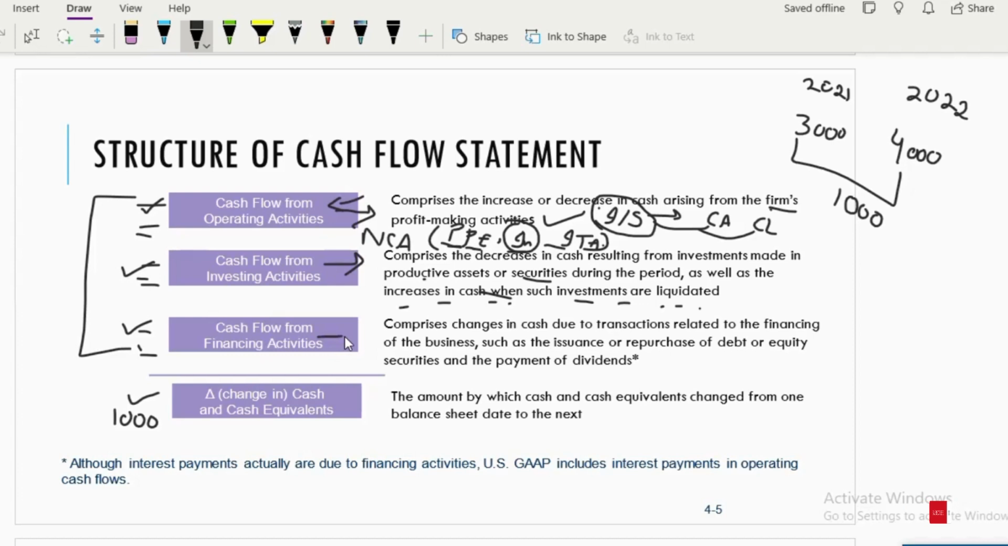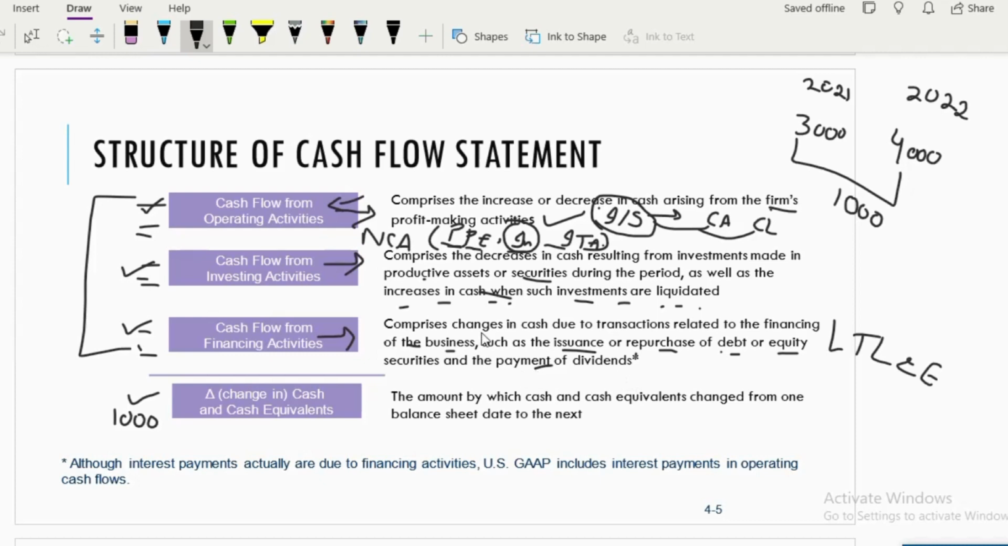The final section is cash flow from financing activities, and two parts of our balance sheet help us in preparing it, that is long-term liability and equity. It comprises the changes in the cash due to transactions related to the financing of the business, such as issuance of shares, or notes, or the repurchase of your debts, notes payable or bonds payable, and equity when you repurchase them, or when you pay the dividends the cash also goes out.